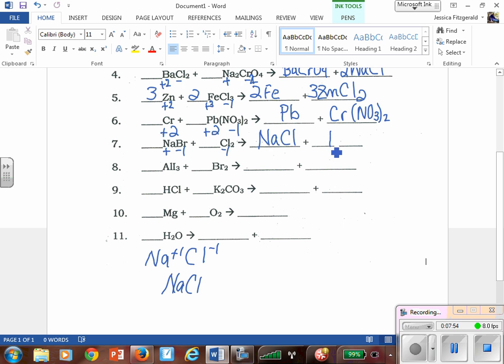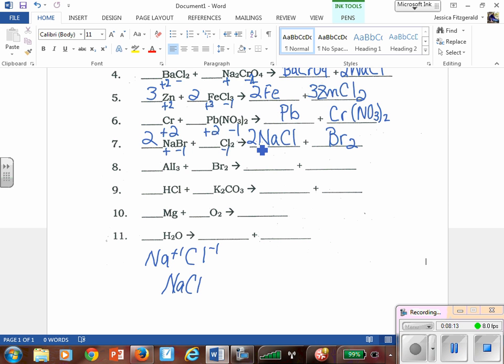And that means bromine is your new single element, but bromine is diatomic, so we will write Br2 and then go in and balance. Oh, and number 6, you did not need to balance. It was already balanced, but 7, you would have to go in and balance.